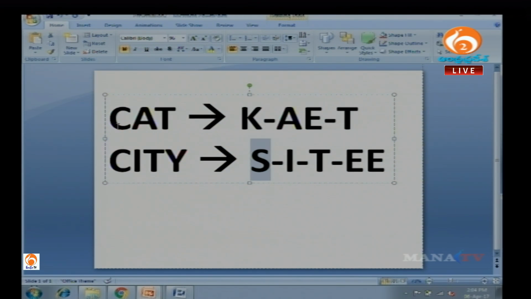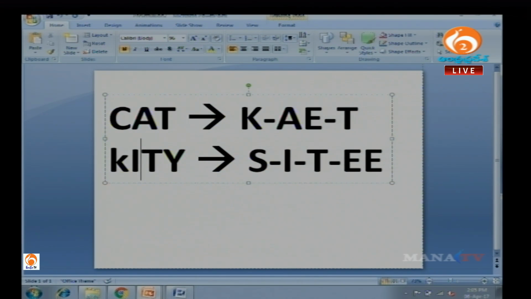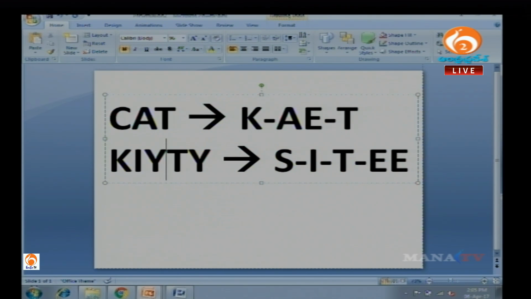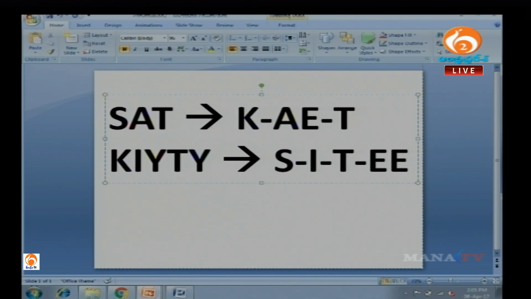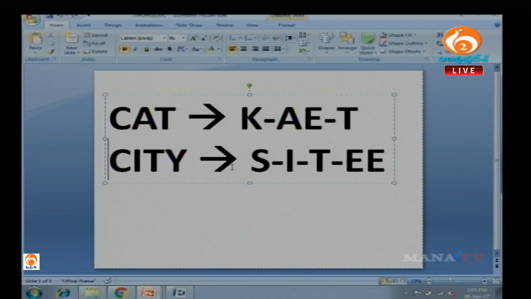We don't say sat and kitty. If we have to say kitty, my spelling will change. Kitty. And if I say sat, my spelling will change, sat, which is the past tense of sit, which means even though my letters are the same, the pronunciation is different.